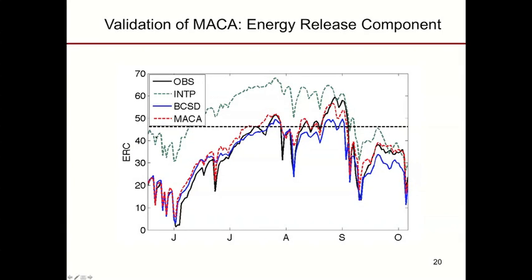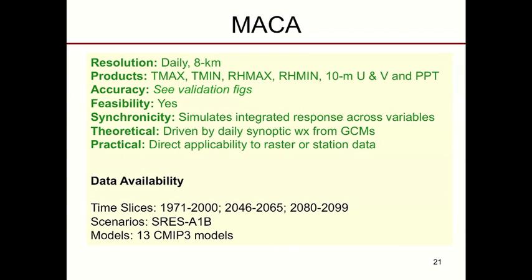We can see here the interpolation-based approach has some very large biases, and the values are off by quite a bit. And so to summarize on the MACA method, the resolution currently is daily, 8 kilometers.